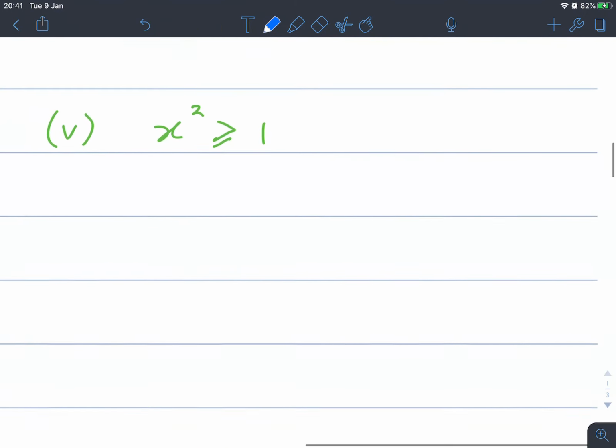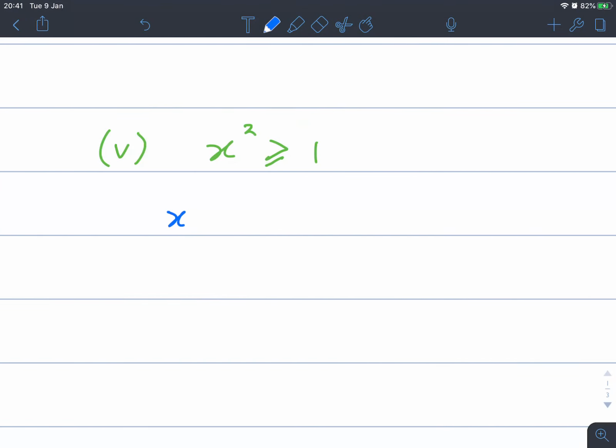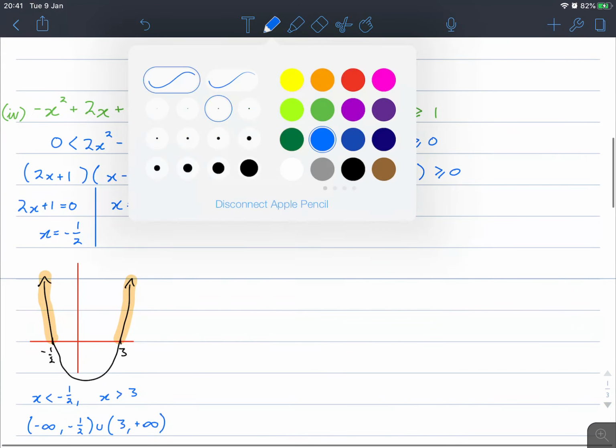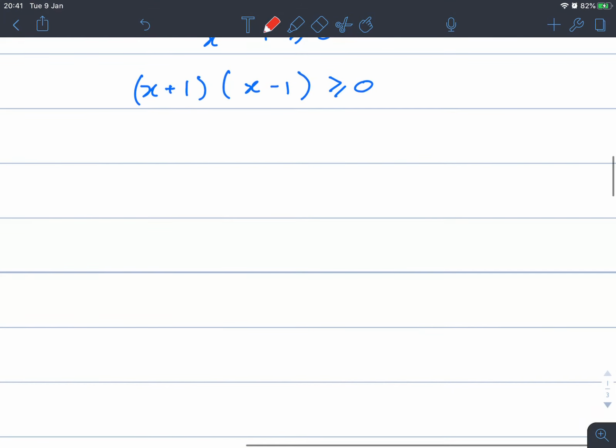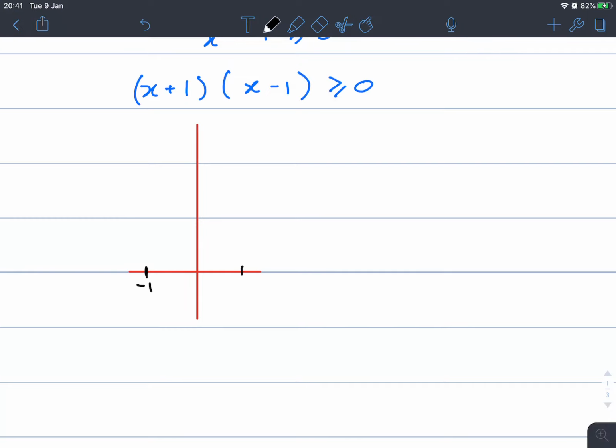One last question here. This one's nice and simple. Moving everything to one side. Factoring by difference of 2 squares. And this is a very simple parabola to sketch. This is a basic parabola from -1 and 1.